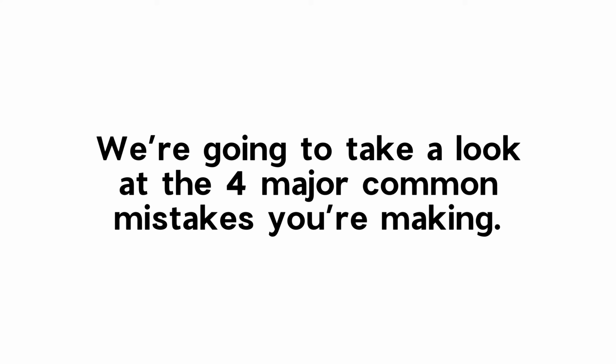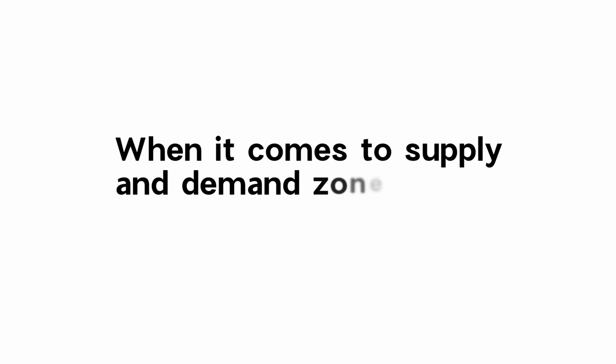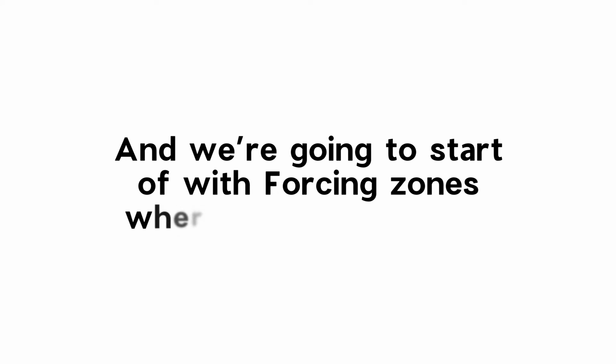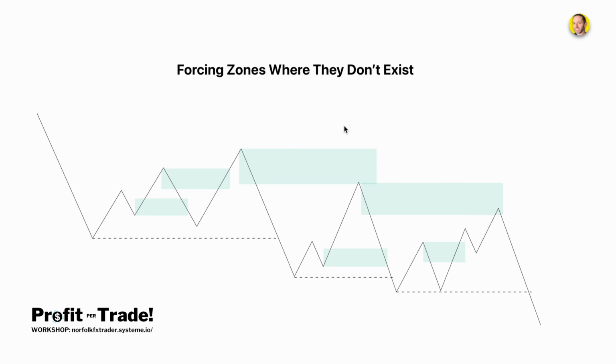We're going to take a look at the 4 major common mistakes you're making when it comes to supply and demand zones in the market. And we're going to start off with forcing zones where they don't exist. What I mean by this is you are just looking to trade off supply and demand zones when you really shouldn't be looking to use those as areas to be trading off in the first place.